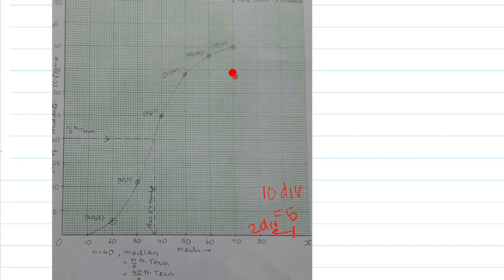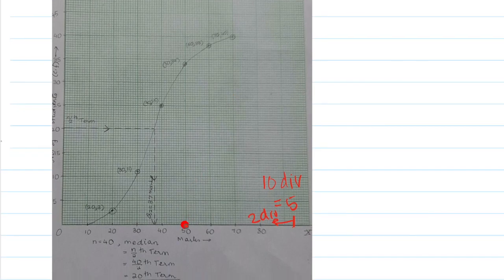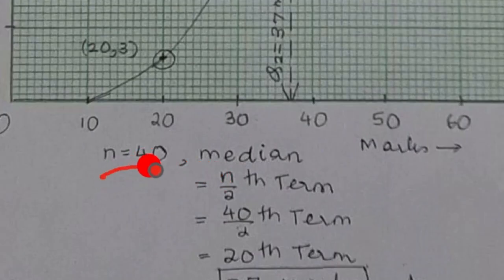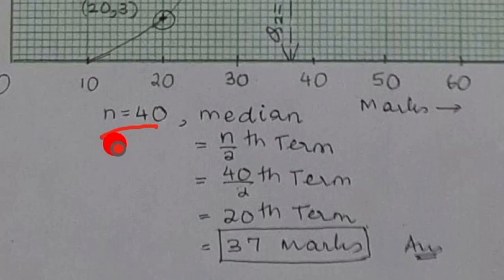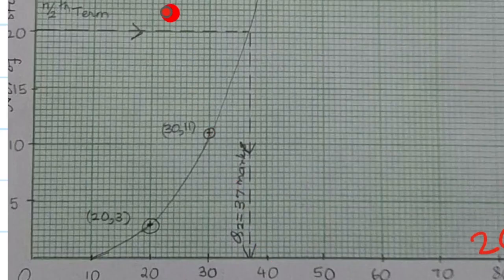Okay, after you have drawn this, we need to find the median. Now n is equal to 40, which is the total number of students, and median will be the n upon 2th term, which means 40 upon 2th term means 20th term. So we go to 20 and we show dashes where it meets the ogive. From there you drop a perpendicular like this and make sure it is a dashed line. Show this arrow, and then where it touches, that is your median.